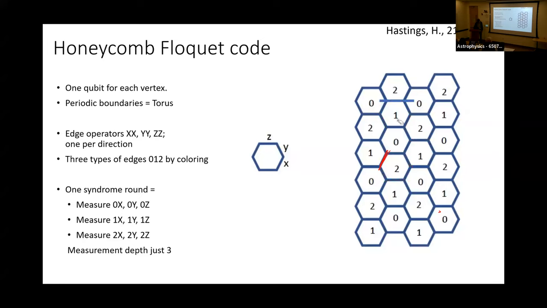Round two, measure these edges. So at every round, the operators you are measuring all commute, so all can be done simultaneously. Then you similarly do round two. So three rounds, and you keep repeating the periodic schedule. That's it.